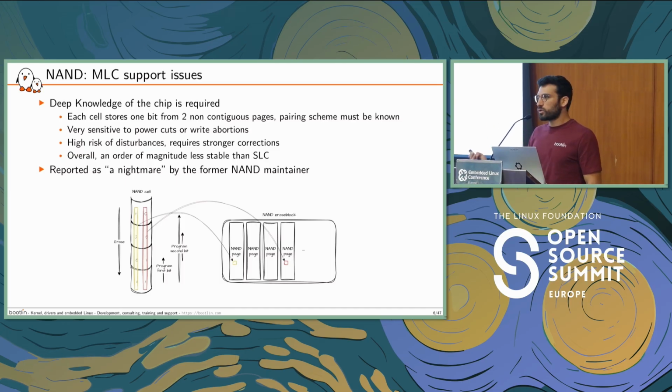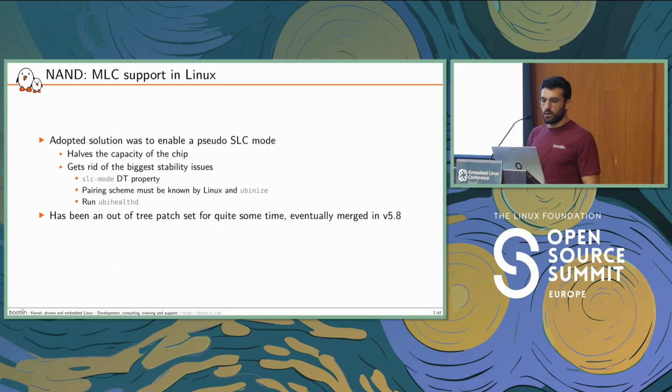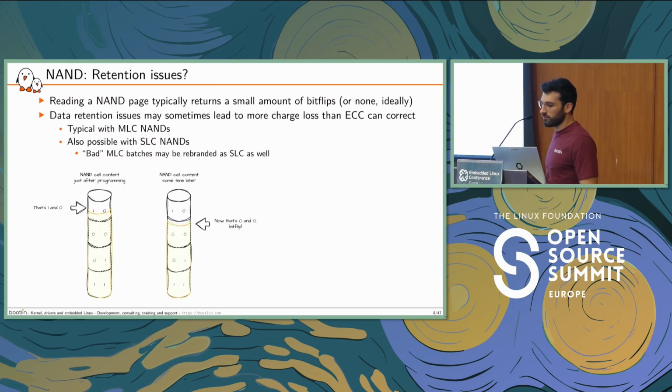In order to support those MLCs anyway, it's been decided that a pseudo SLC mode will be used. So we cut in half the capacity of the chip. So we have less density overall, like an SLC, but at least we can use them with Linux. That's something that has been out of tree for many months, even years, and has been merged in 5.8.